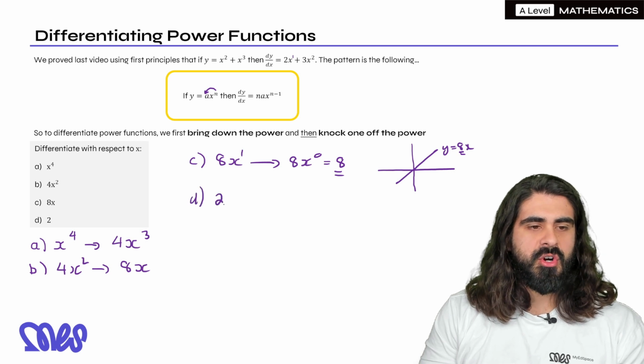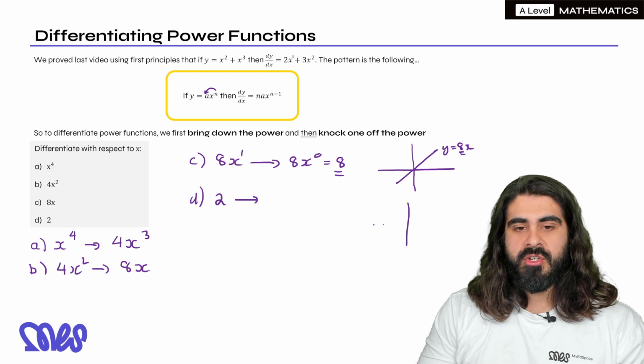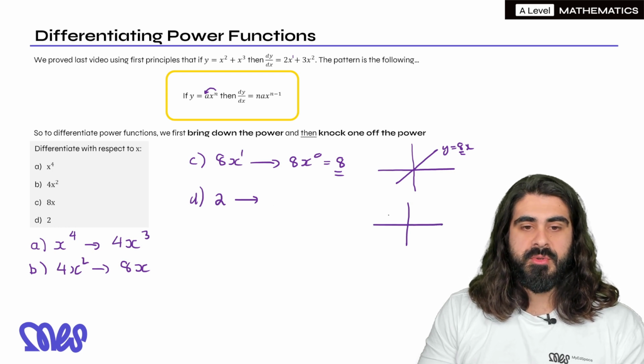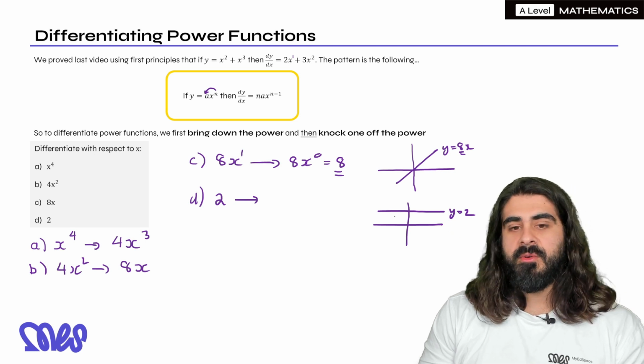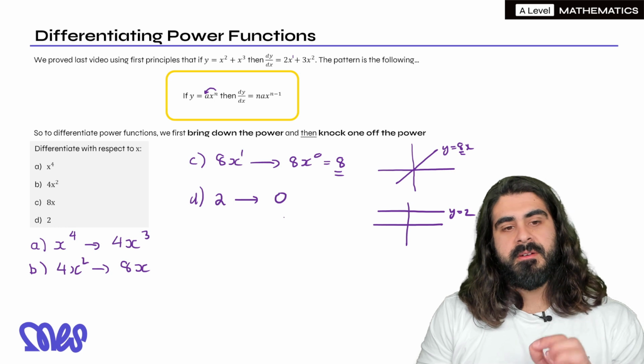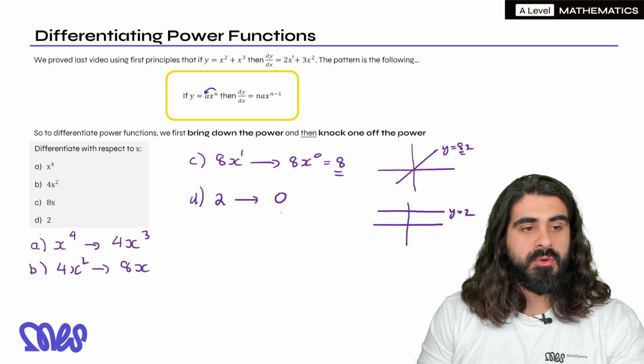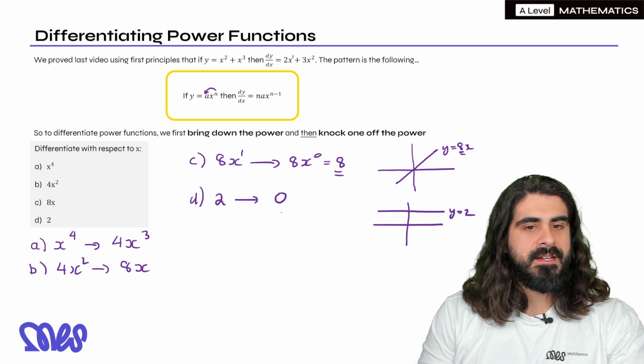Similarly, when you look at a constant, what does a constant differentiate to? Well, if I asked you to draw the graph y equals 2, you would say it's a flat line like this. Then if I say, okay, what's the gradient of a flat line? You would say 0. So you need to remember that all constants differentiate to 0, so they disappear because they all have 0 gradient. They're all flat lines.